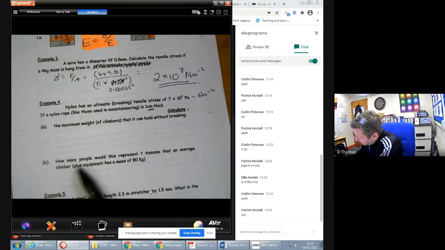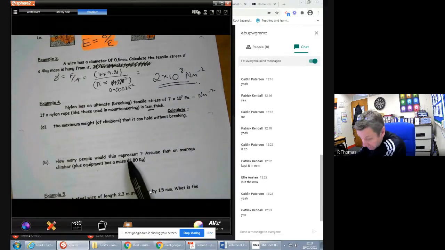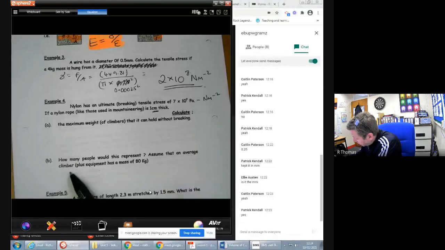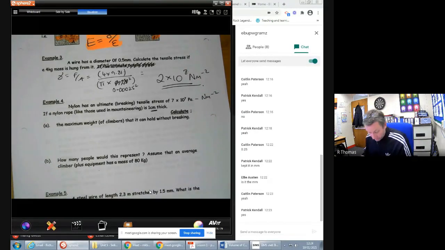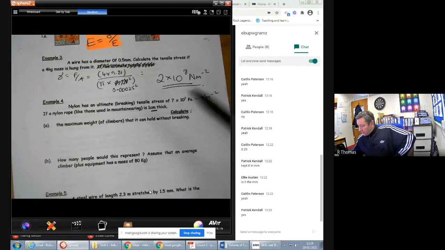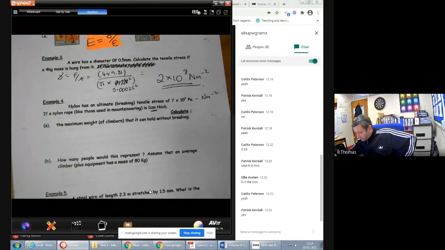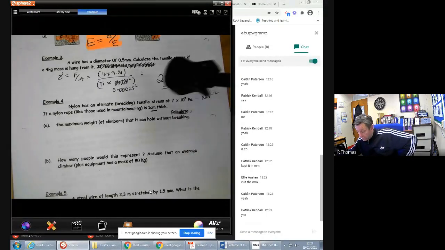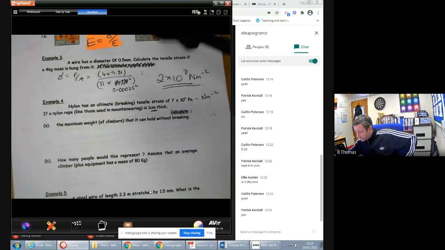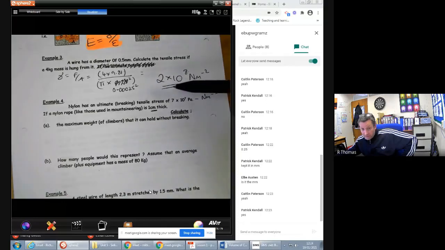And then how many people would this represent, assuming that an average climber, plus all of his or her equipment, has a mass of 80 kilograms? Right. So I know the stress, I know the diameter. So I'm just going to rearrange this to work out the maximum force, i.e. the weight. Then I'm going to divide that by gravity to work out the number of 80 kilogram people that can hang on that rope.